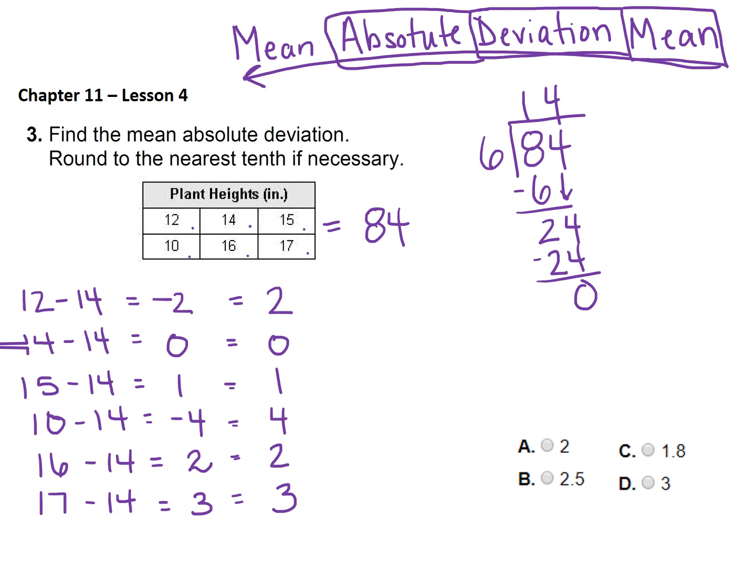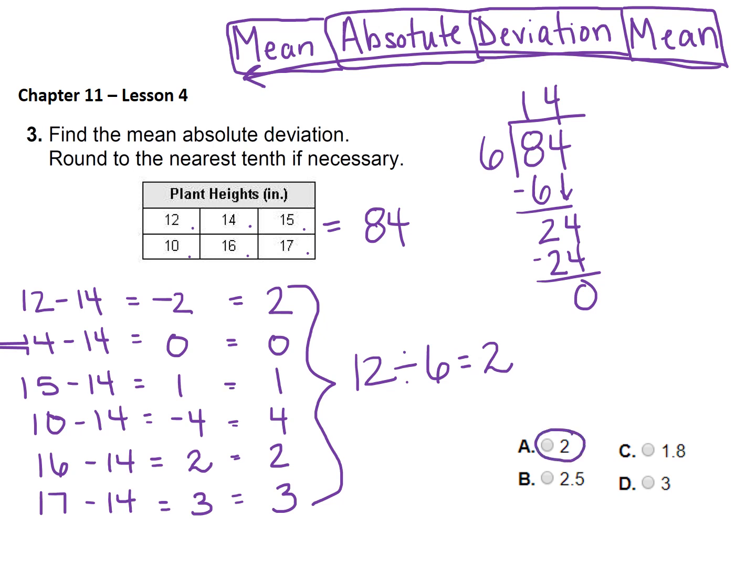And then the last part is I'm going to find the mean one more time. So I have to add up all of these values again. So 2, 3, 7, 8, 9, 10, 11, 12. And there's 1, 2, 3, 4, 5, 6. So I'm going to divide by 6. And I'm going to get 2. So what does this say? It says that on average, each plant's height deviates from the average by 2 inches.